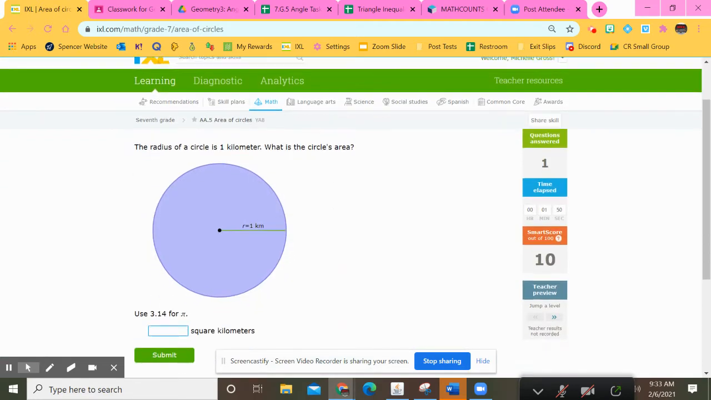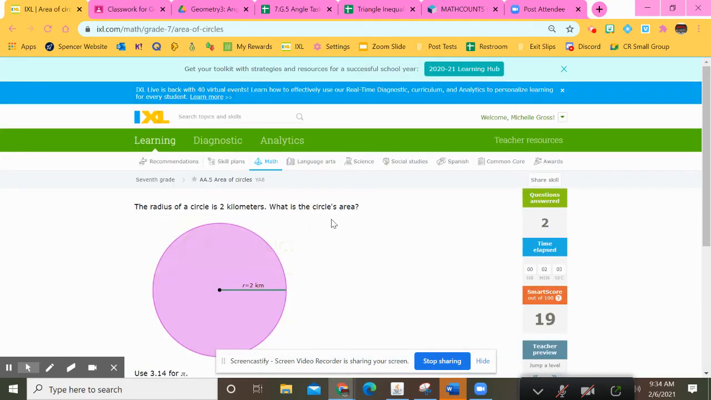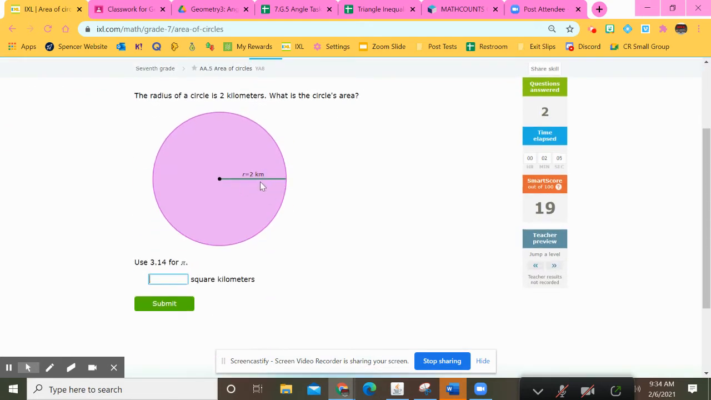Let's see what the next one looks like. Oh, this one's going to be an easy one. 1 kilometer. So we're going to square 1, and 1 times 1 is 1, and then we're going to multiply it by 3.14. So we're going to get 3.14 here. And the next one, 2. So we're going to square 2. 2 times 2 is 4, and then we're going to do 4 times 3.14. And we're going to get 12.56.